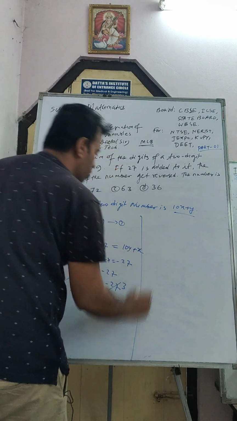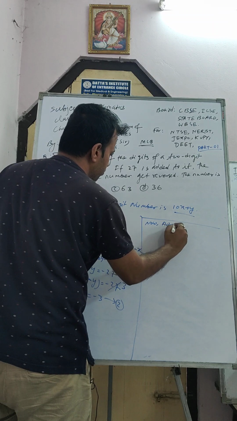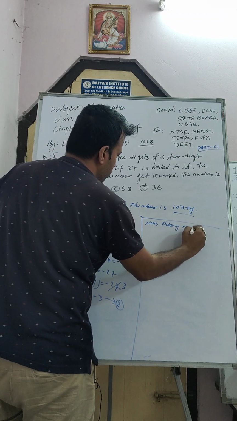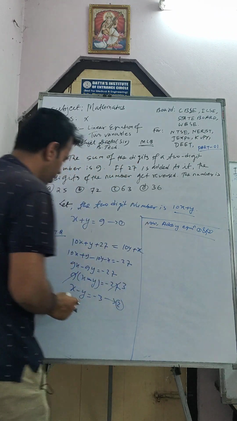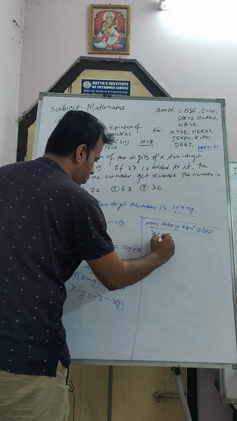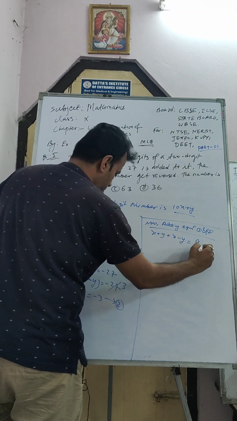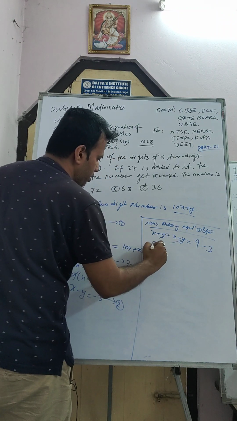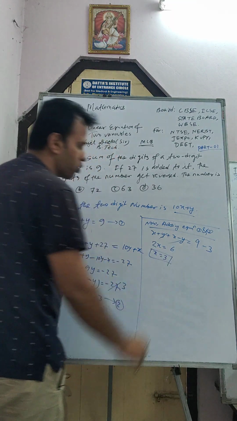Now adding equation 1 and 2. So what we will get? We get x plus y plus x minus y is equal to 9 minus 3. y will be cancelled out, it will be 2x equal to 6, so x equal to 3. So x is found out.